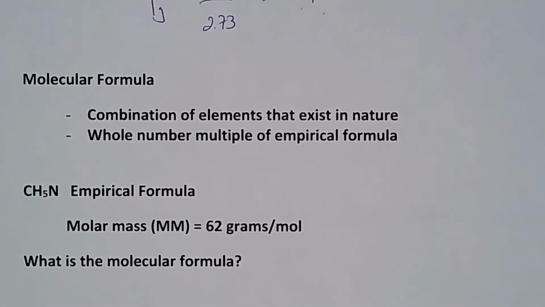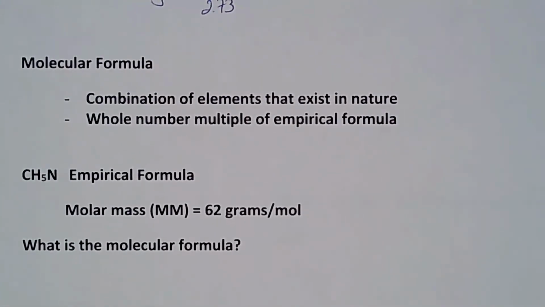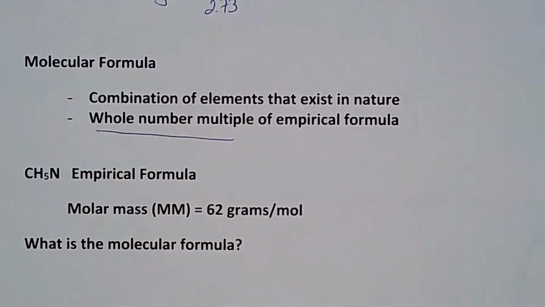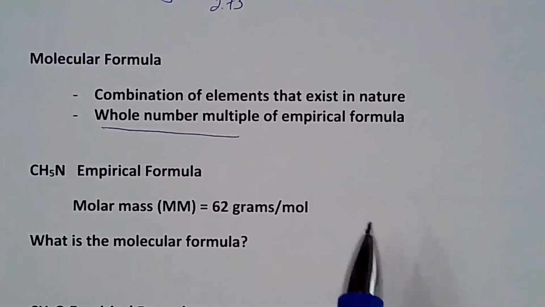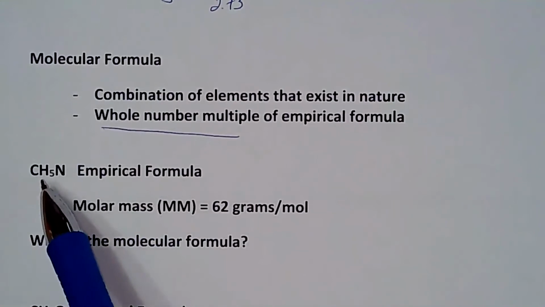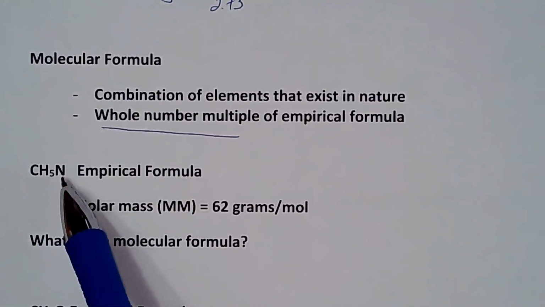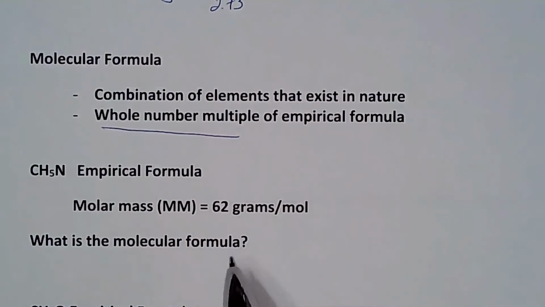The last thing I want to mention is, we have empirical formulas, but we started this whole lecture talking about molecular formulas. Molecular formulas are whole number multiples of this empirical formula. So an additional problem you're going to be asked to do is, if I give you the molar mass of a molecular formula, can you tell me what the factor is that it's multiplied by? If I have an empirical formula of CH5N, and the molar mass of the molecular formula is 62 grams per mole, what is the molecular formula?